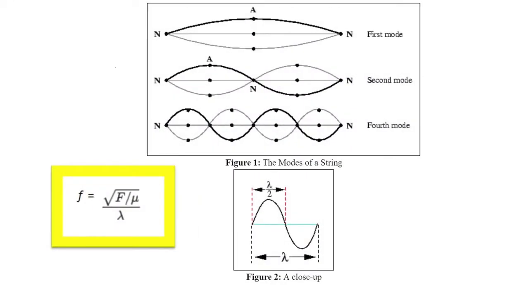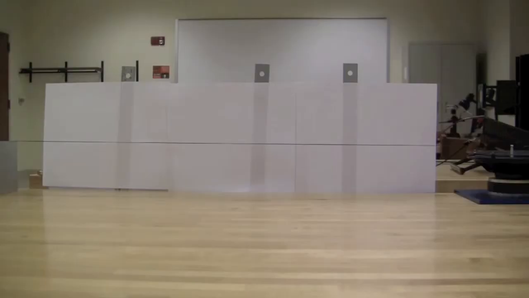The frequency of the wave is equal to 1 by lambda times under root F over mu, where big F is the tension in the string, mu is the weight per unit length of the string, and lambda is the wavelength. Place a sheet of paper provided on the table. This will make it easier to see the vibration of the string.